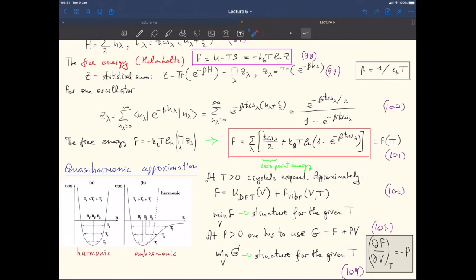The reason for this terminology is because with this technique, even though we use the harmonic approximation, we will be able to study thermal expansion as well, which is due to anharmonicity. So in the harmonic case, the potential energy surface is parabolic, and therefore it is fully symmetric with respect to the equilibrium position, the minimum of the potential energy surface. However, we know that in reality, the potential energy surface is not symmetric, and it goes differently, less steep, as we go towards larger distances.